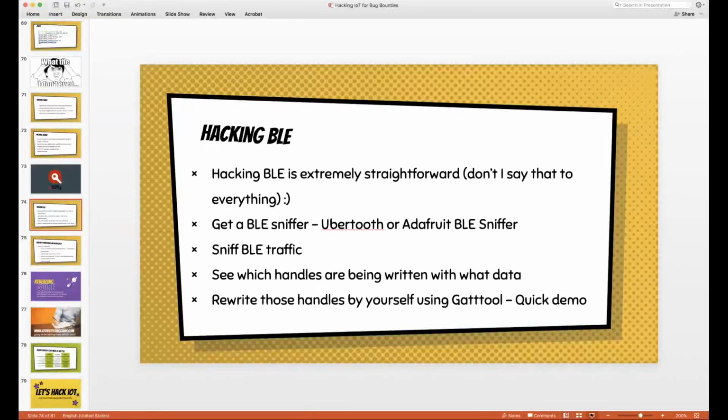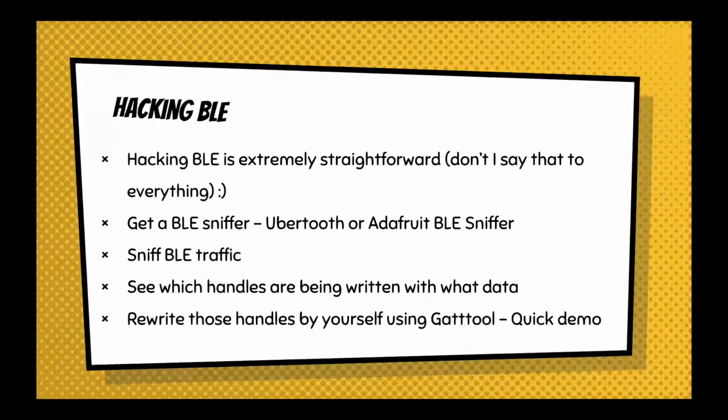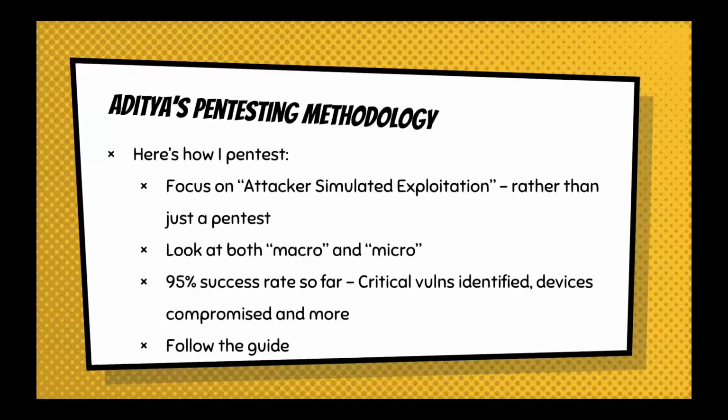So yeah, concluding things. Here's my pen testing methodology. I don't look for individual bugs. I focus on the entire device. And that's why, instead of pen testing, we try to do something like attacker simulated exploitation. So how does one vulnerability lead to the other? Kind of how you do an actual pen test or an actual attack in a real life scenario.